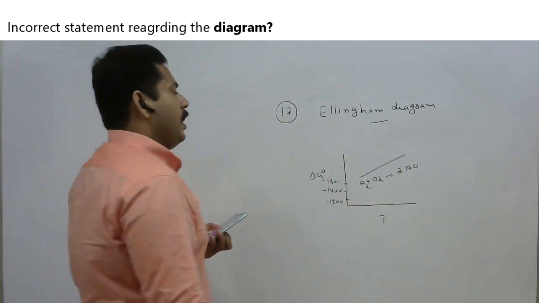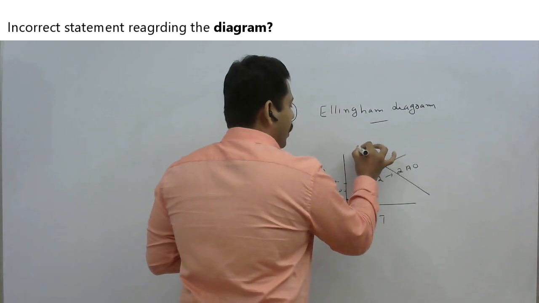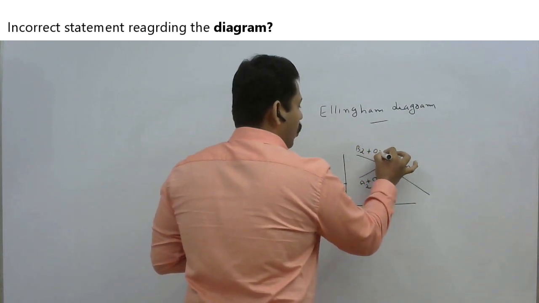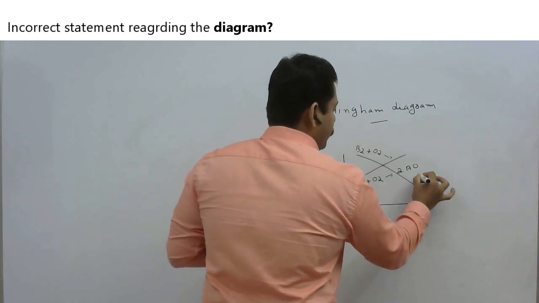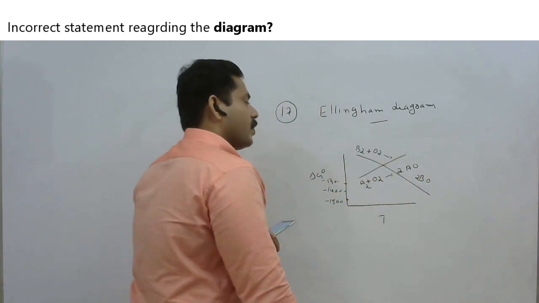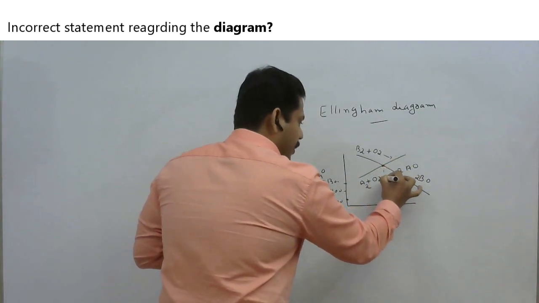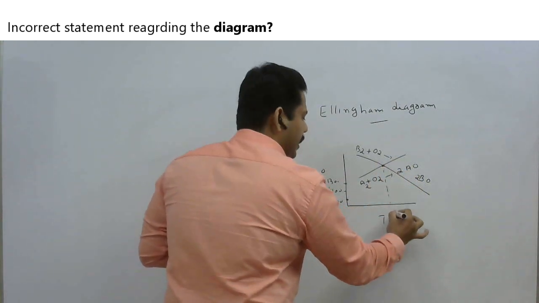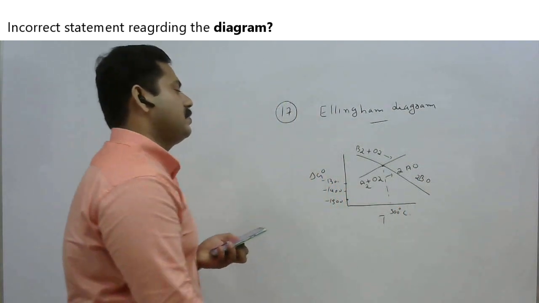Now this is the graph showing 2B plus O2 giving 2BO. Now there is a point of intersection, you can see that, right? So I'm putting the temperature. Imagine that is 500 degrees Celsius.